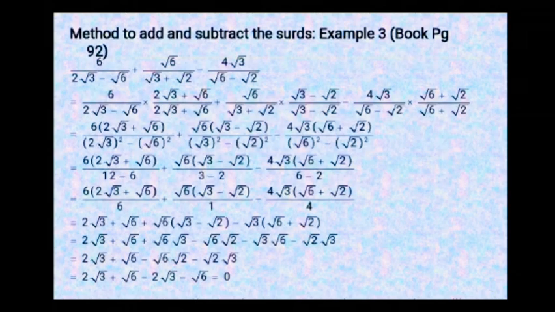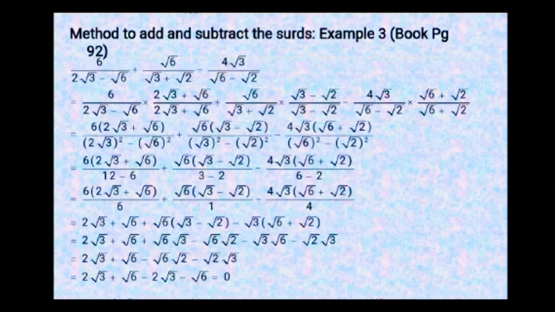So let's start. The method to add and subtract the surds will be discussed by taking example number 3 from the book, page 92. Now you can see here, there are 3 terms which are going to be added and subtracted. First term is 6 over 2 under root 3 minus under root 6 plus under root 6 divided by under root 3 plus under root 2.